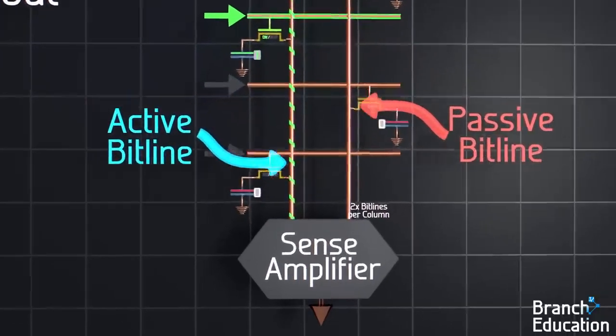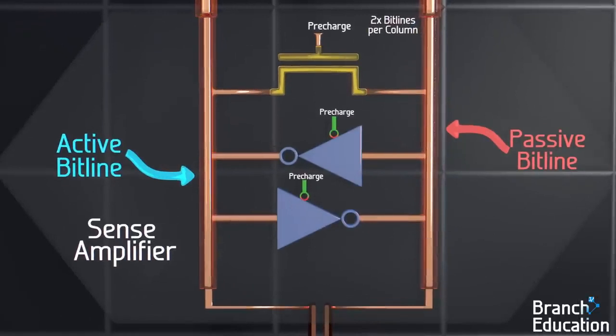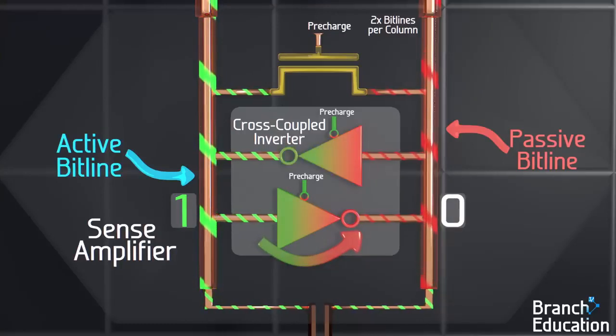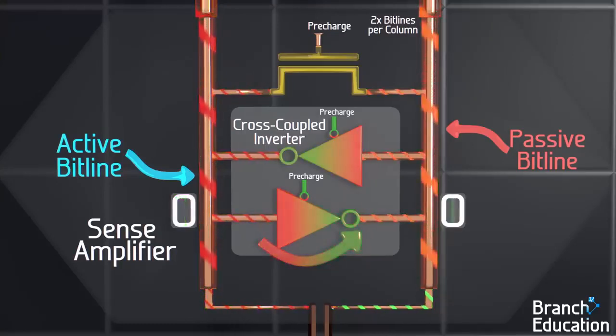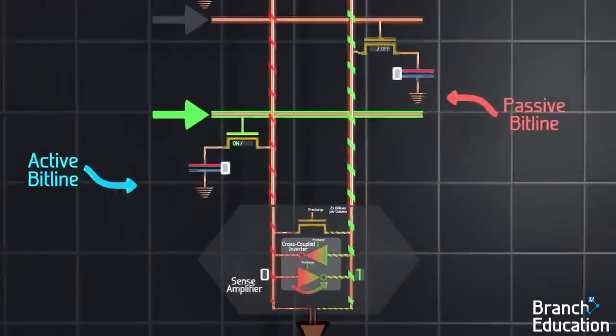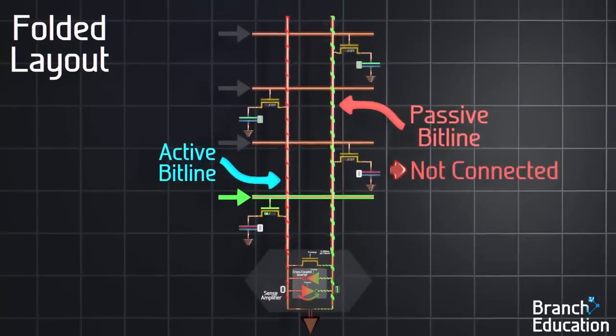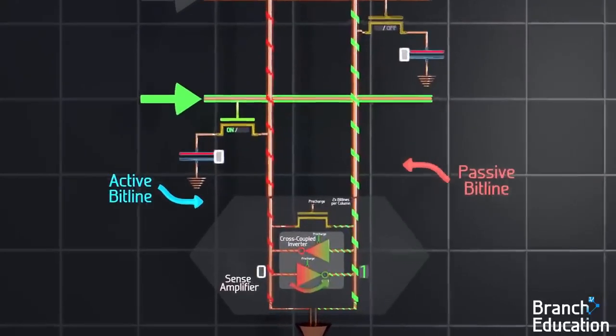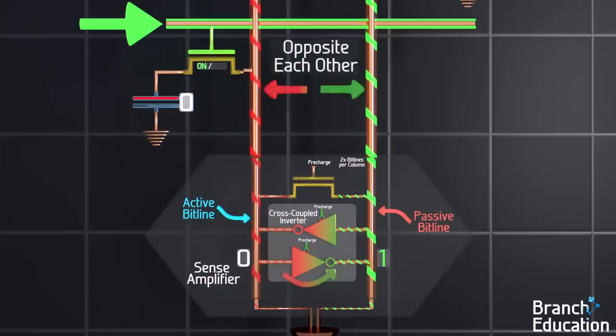Moving down to see inside the sense amplifier, we find a cross-coupled inverter. How does this work? Well, when the active bit line is a 1, the passive bit line will be driven by this cross-coupled inverter to the opposite value of 0. And when the active is a 0, the passive becomes a 1. Note that the inverted passive bit line isn't connected to any memory cells, and thus it doesn't mess up any stored data. The cross-coupled inverter makes it such that these 2 bit lines are always going to be opposite one another, and they're called a differential pair.